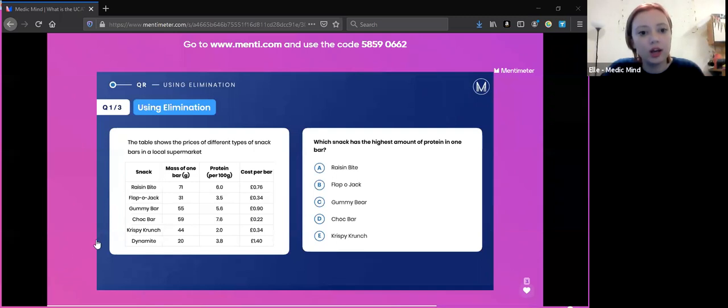So I'd look through and I go, which ones have a very low mass and a very low protein just on inspection? So for example, Crispy Crunch, the protein is 2 and the mass is 44. So both are very low. So straight away, I know that's not going to be the highest protein amount. Similarly, the Flapperjack, it's got a mass of 31 and a protein of 3.5. Again, that's far lower than some of the others. So hopefully what people can see there is I'm going through and I'm just scanning them.